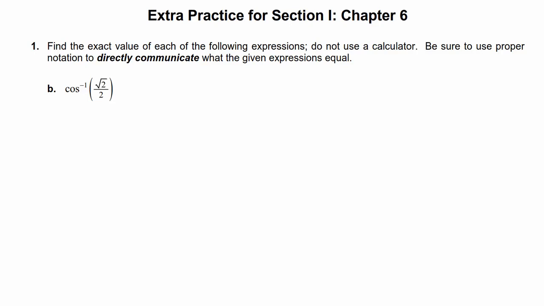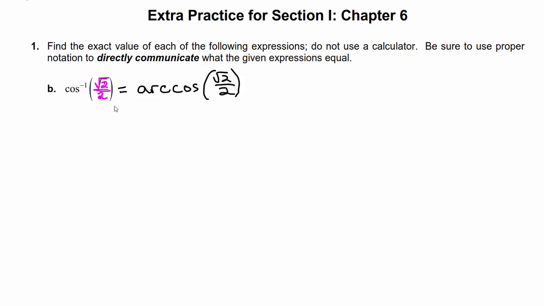All right, here we're going to evaluate the expression cos inverse of square root of 2 over 2. We can write this expression as arc cosine of square root of 2 over 2. Now, the most important thing for us to keep in mind when we're working with inverse functions is that the number that's playing the role of the input value, in this case the input into inverse cosine, is square root of 2 over 2. The number that's playing the role of the input value can be understood as being an output value for the original cosine function.